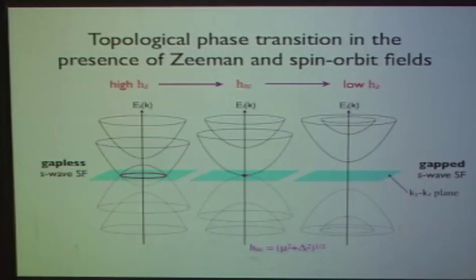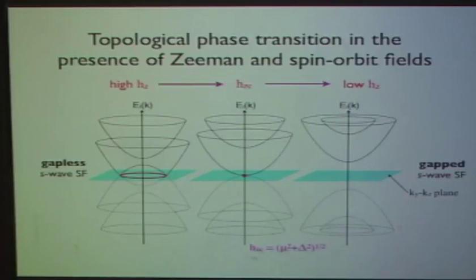There are more examples. This is an S-wave superfluid in the presence of spin-orbit coupling. If it's combined with an external Zeeman field, it also shows topological transitions. In this case, the control parameter is the external Zeeman field. When the Zeeman field is very high, the excitation spectrum shows a gapless S-wave superfluid, and this red ring represents the nodes in the excitation spectrum. As the Zeeman field is decreased, this ring shrinks to a single point, and when the external Zeeman field is very low, it opens the gap, and this node vanishes, so it's a gapped S-wave superfluid. This is another example of a topological phase transition in an ultra-cold Fermi system.